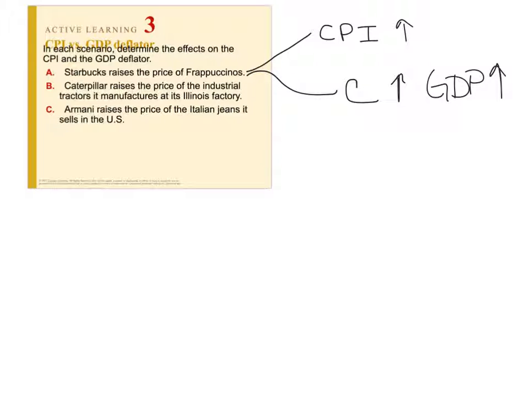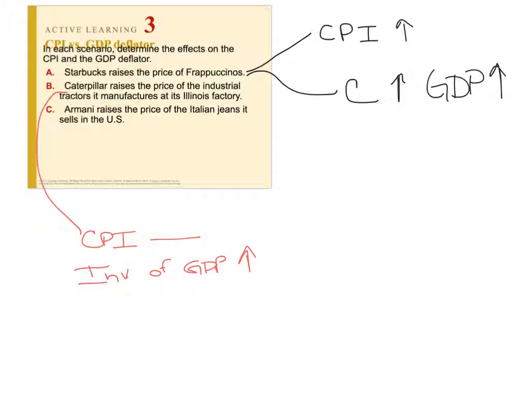Caterpillar raises the price of the industrial tractors it manufactures at its Illinois factory. Well, because these are tractors and so they are a capital good, CPI would remain unchanged or flat. Whereas the GDP deflator, because this is part of the investment category of GDP, is actually going to increase.